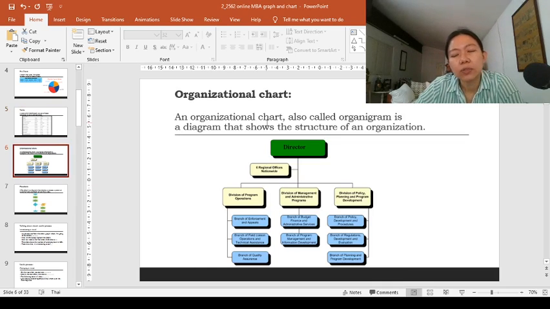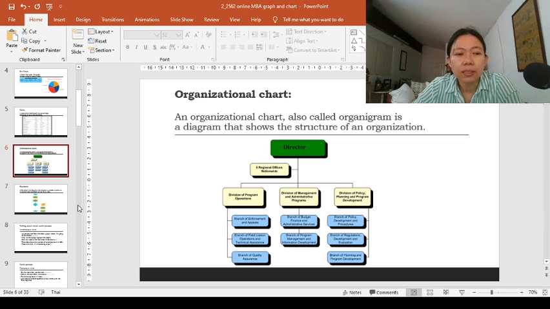An organizational chart is a diagram that shows the structure of an organization. It could be the structure of a company, of your department, or of the university. So here we have the director at the top of the organization, and under the director we have 6 regional offices. And under each regional office, there are three different departments or divisions running the company.